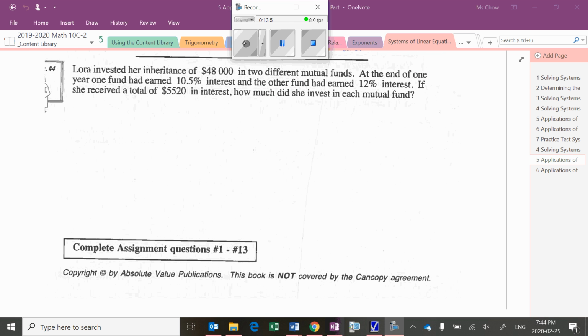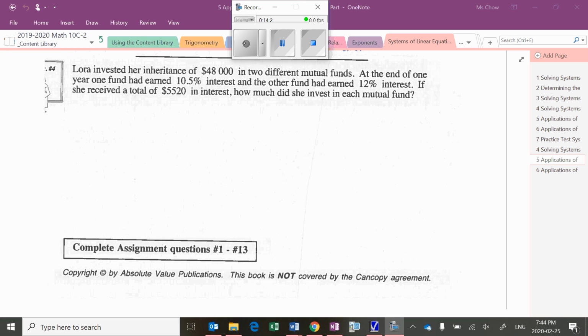Excellent. Okay, let's take a look at class example number 4. Laura has invested an inheritance of $48,000 in 2 different mutual funds, and it says that at the end of 1 year, one fund earned 10.5% interest, and the other fund had earned 12% interest. If she receives a total of $5,520 in interest, how much did she invest in each mutual fund?